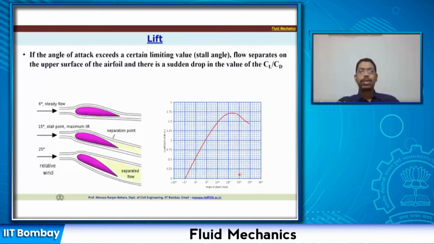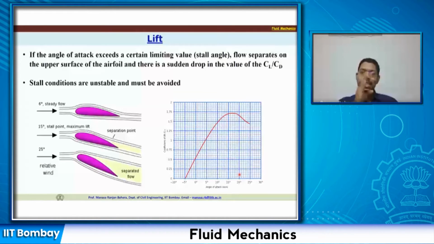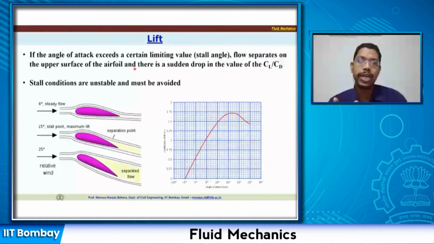All right, so the stall condition is the condition when the CL by CD ratio suddenly drops. That angle is called the stall angle. So the limiting angle: if the angle of attack exceeds a certain limiting value, that's the stall angle, the flow separates on the upper surface of the airfoil, and there is a sudden drop in the value of CL by CD. The stall conditions are unstable and must be avoided. That's why there is always a factor of safety, so that whenever we are flying the aircraft, we never reach close to the stall angle.